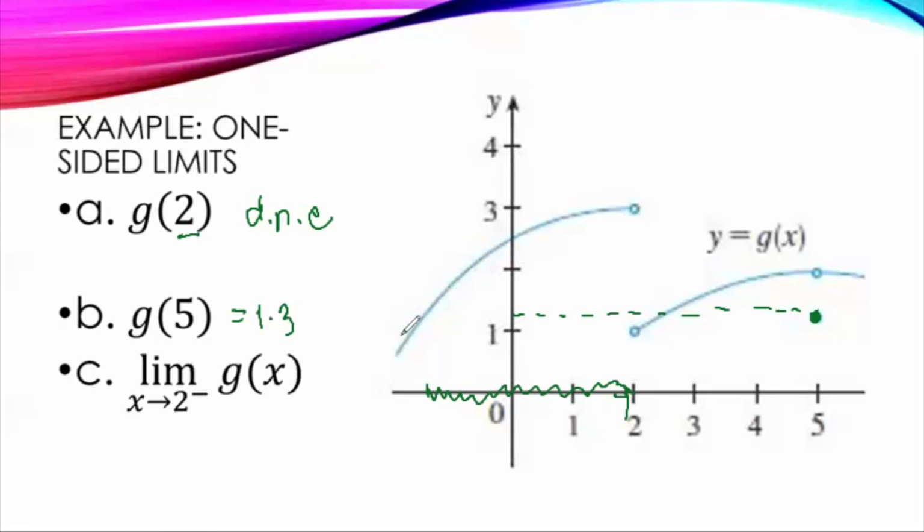So where does it approach? It approaches here. The y value is equal to 3. Therefore, the limit of g of x as x approaches 2 from the left is 3. How about this one? What is the limit of g of x as x approaches 2 from the right? So we will look at the values of x from the right of 2.